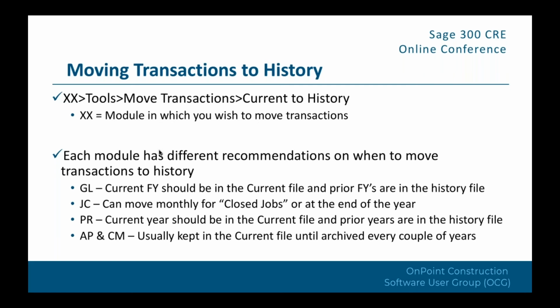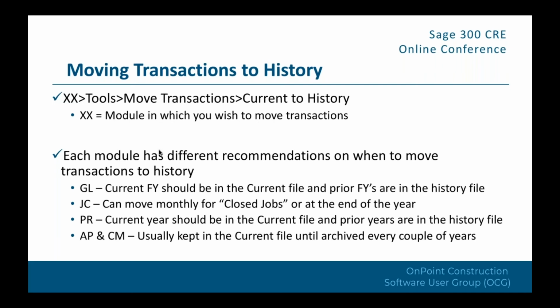In payroll, the current year must be in the current file, and prior years are in the history file. One caution on payroll, because there is not the ability to move it from history to current. So if you don't want to mess up your W-2s and stuff, do not move anything with a check date of this current year to the history file, because that will mess it up. And it actually gives you a little message about that too when you're moving that.